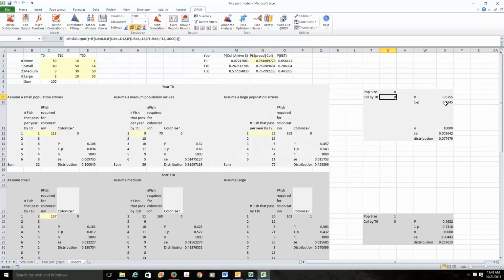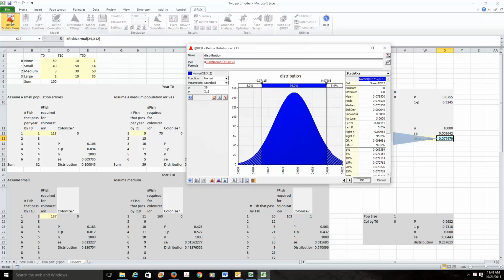In my earlier simulation, I used 10,000 iterations, and I got a probability of 0.0755. Calculating the standard error for that proportion, I have a distribution much like you saw in the last video. I know it's a normal distribution because we have a very large sample size. I know its expected value is 0.0755, and its standard deviation is the standard error. So this is a sampling distribution.